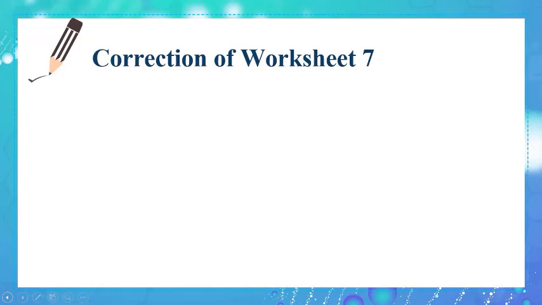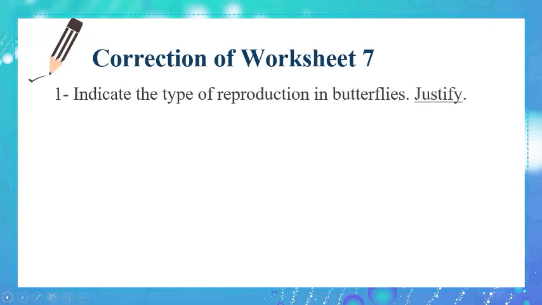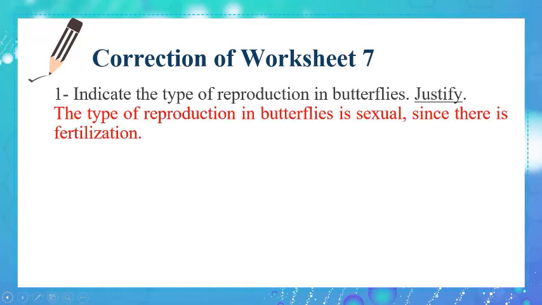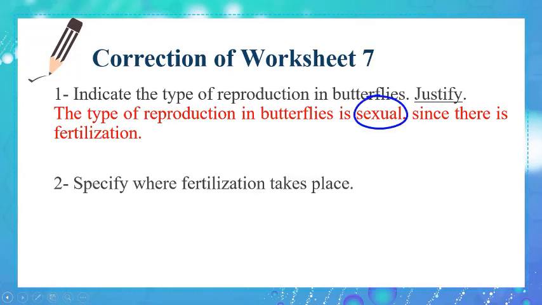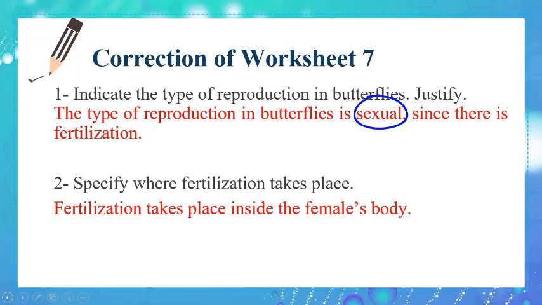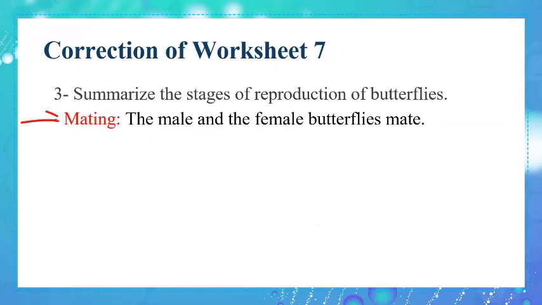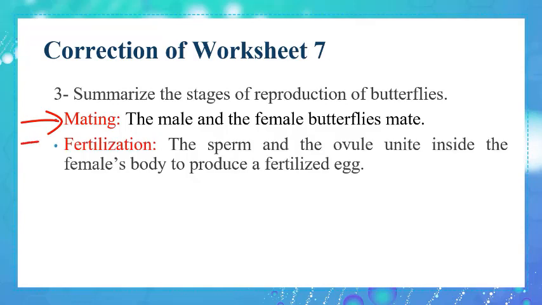Let's correct the questions. The type of reproduction in butterflies is sexual, since there is fertilization. Fertilization takes place inside the female's body. Mating: the male and the female butterflies mate.